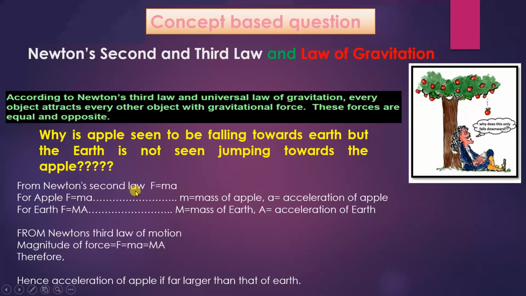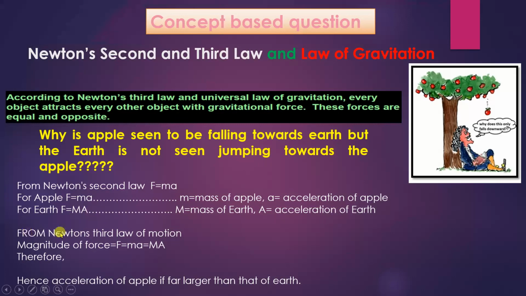From Newton's second law, we know F is equal to ma, and for the apple it will be ma. Here m is mass of apple and a is acceleration with which it is falling. Okay, and for earth it will be, again the force F will remain same because it is equal and opposite force, so we will take it as F only. It will be MA. Here M is the mass of earth and A is the acceleration with which the earth must move towards the apple.